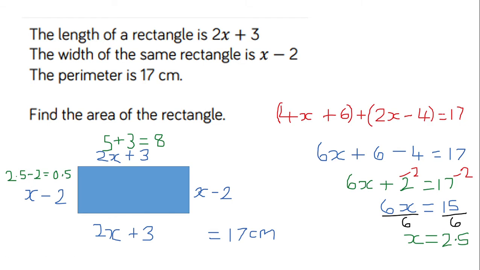And then I know area equals length times width. So area, the length is 8, the width is 0.5. 8 times 0.5, or 8 times a half, or a half of 8 equals 4. So 4 centimetres squared was the area of the rectangle. Really well done if you got that right.